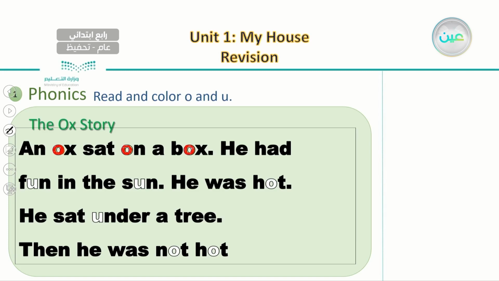So we said that we should color letter O with red. Here we colored letter O with red in 3 words. The first word is ox, and then on, and then box. Also the fourth word that we color letter O with is the word hot, when we said that an ox sat on a box and he was hot.